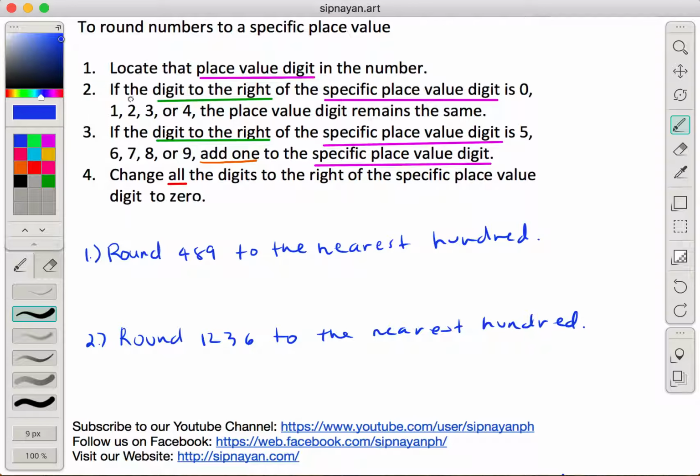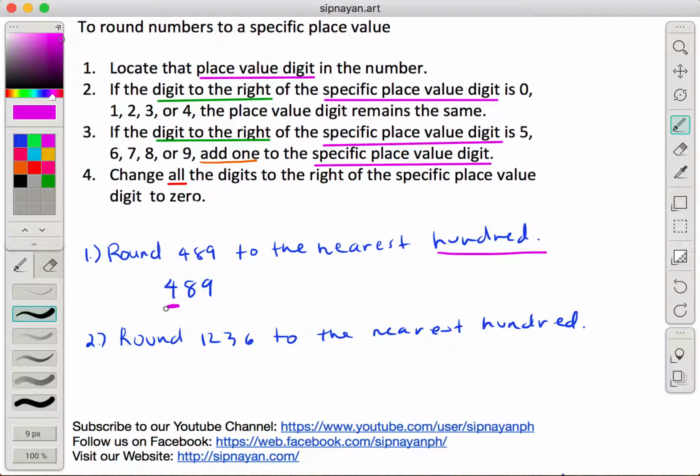So, unang-una, sabi sa rules o sa steps ay dapat hanapin muna natin yung place value digit na specified. No? For example, here, the specified place value digit ay 100. No? So, therefore, hahanapin natin dito. We have, this is the ones place, this is the tens place, and this is the hundreds place. So, therefore, yung 4 yun yung ating hundreds place. No? Doon tayo magra-round. By the way, before ang tawag dyan round off, no? But I think pinalitan na siya. Just simply round.